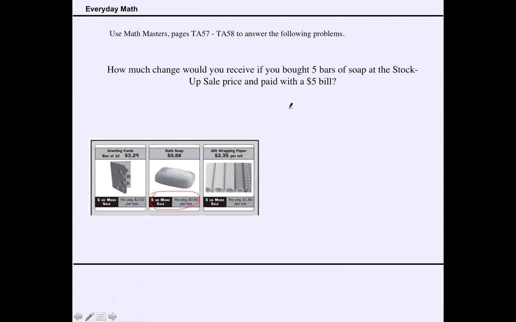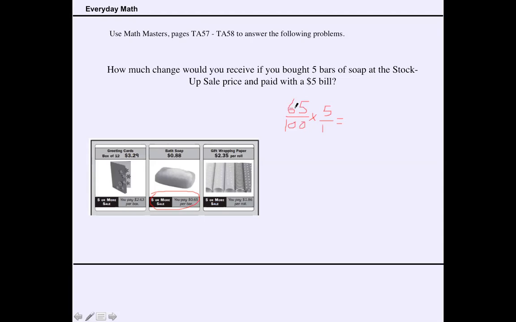So the first thing we need to know is how much 5 bars of soap would be. So I find it easier, I'm going to turn this into a fraction. I know that 65 cents is the same as saying 65 over 100. And I'm going to multiply that by 5. Remember what I showed you when we were multiplying by fractions? I always put it over 1. And we just go straight across.